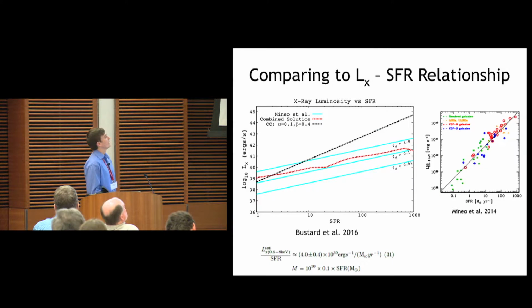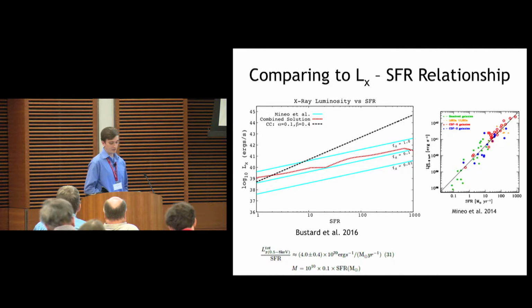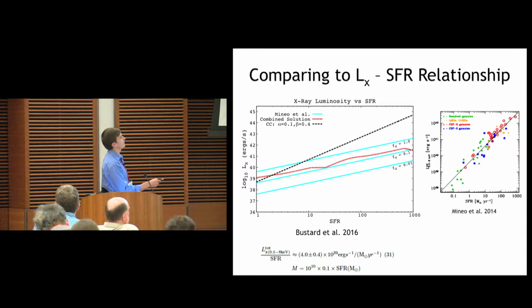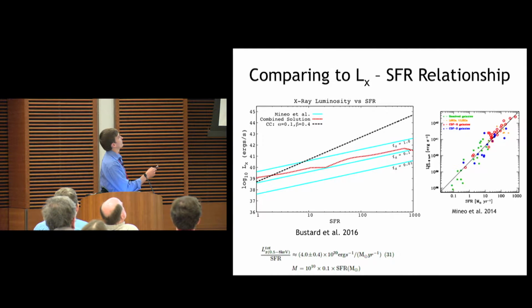We also wanted to compare to some observations. So what we did is we looked at data from Mineo 2014, and what they did was they had a large sample of starburst galaxies, and they plotted the star formation rate and the X-ray luminosity of those galaxies. So the best fit line is this black line here, and that black line corresponds to this top blue line in my plot here. So this is plotting the total luminosity of the galaxy, but we don't expect that all of that luminosity comes from the wind or diffuse sources.